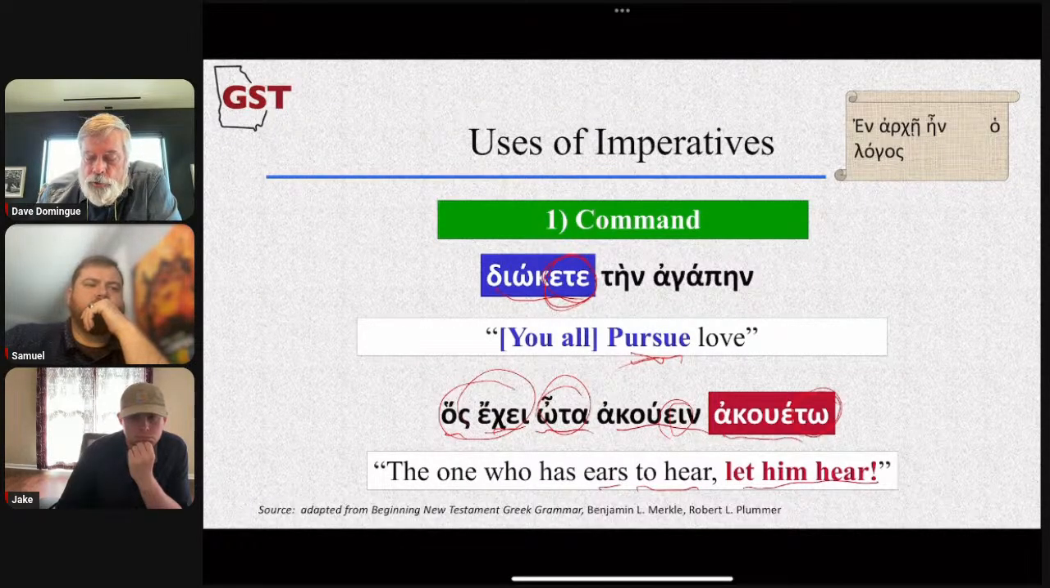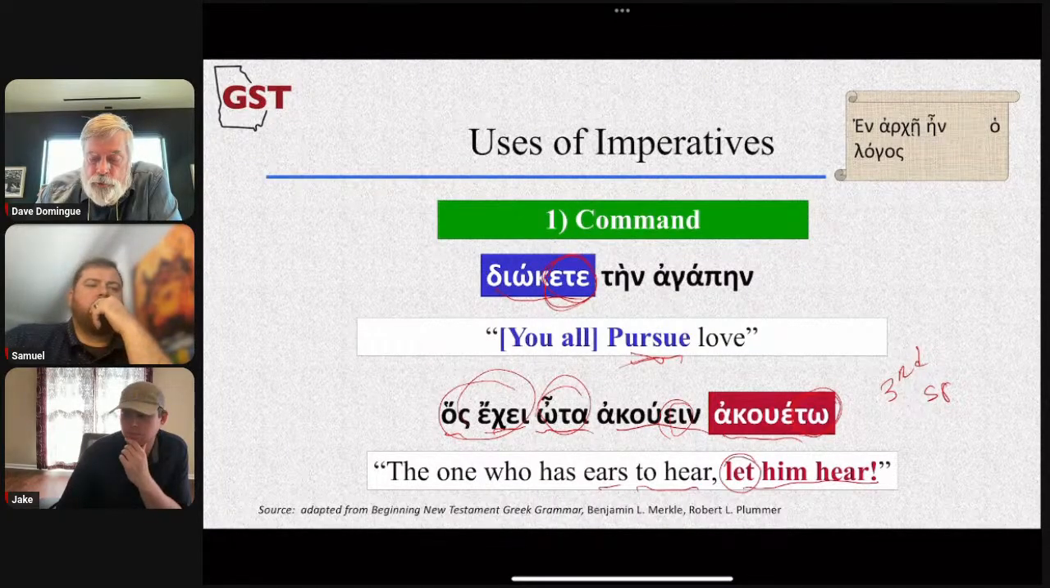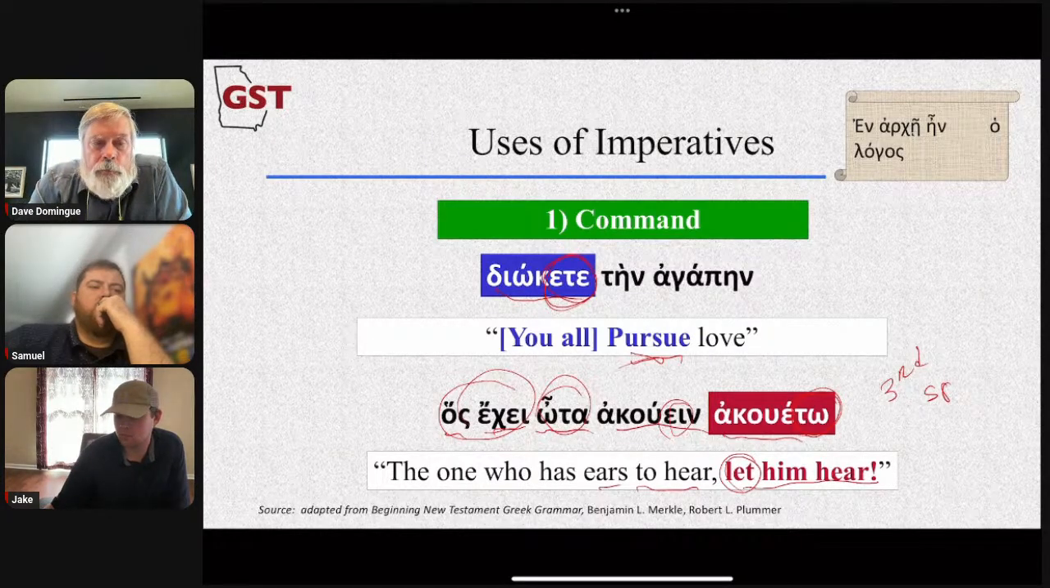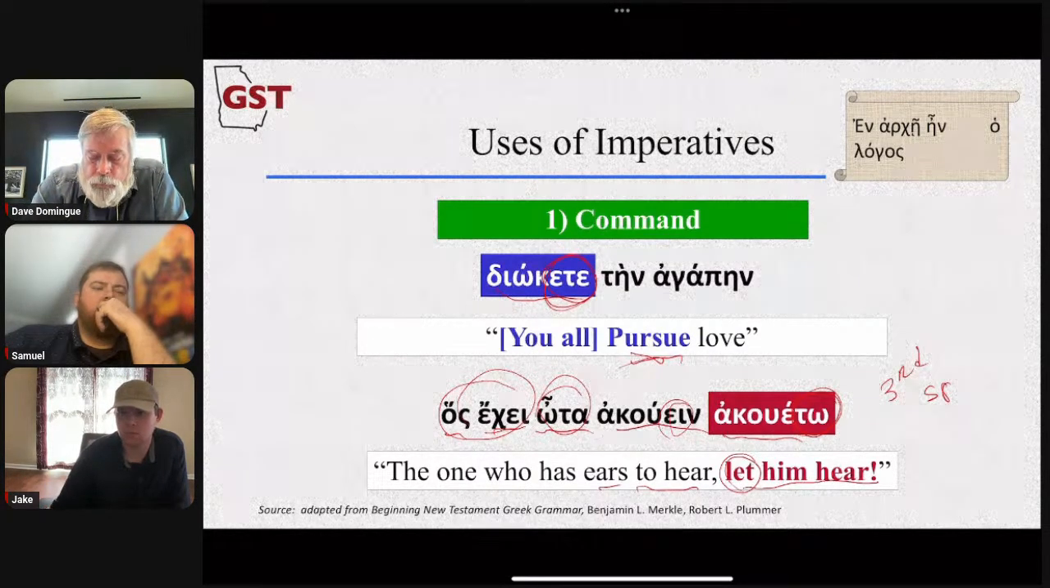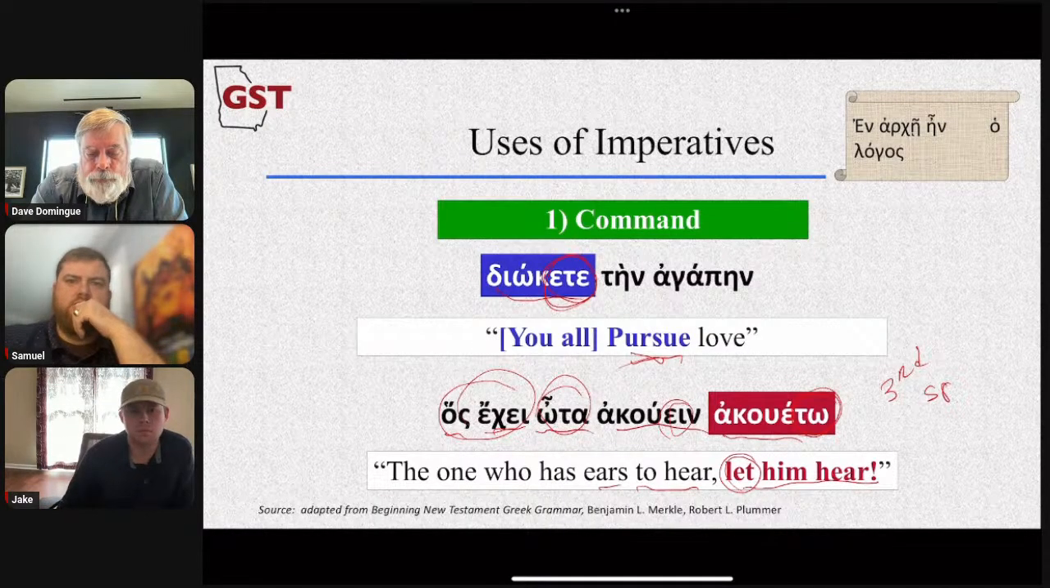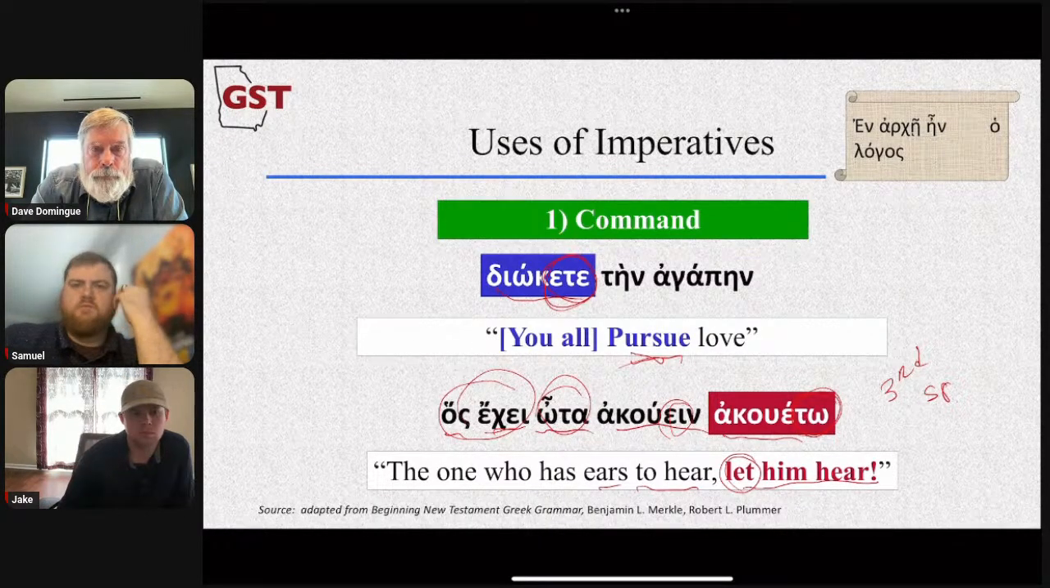Akueto. There's our third person. That would be singular, I believe. And so, because it's third person, we often will say "let him hear." That's the easiest way for us to do the English form of the third person imperative. That makes sense? You guys okay with that? You see what we're doing? Okay.